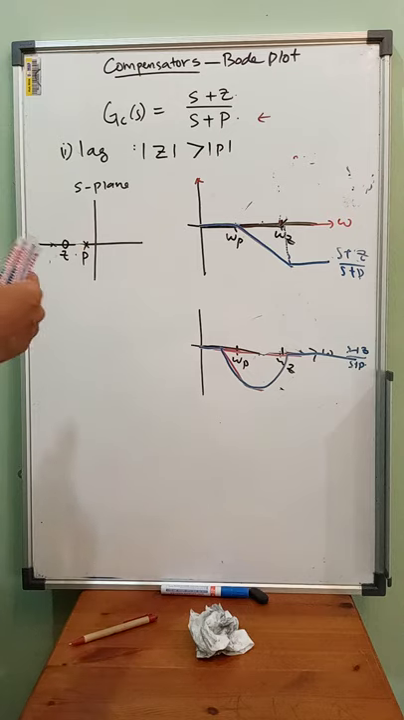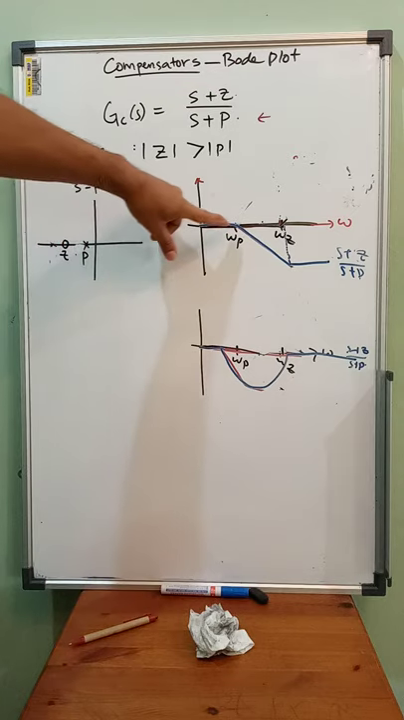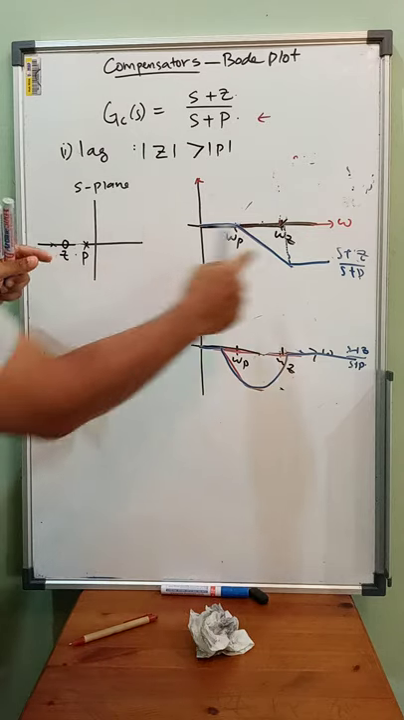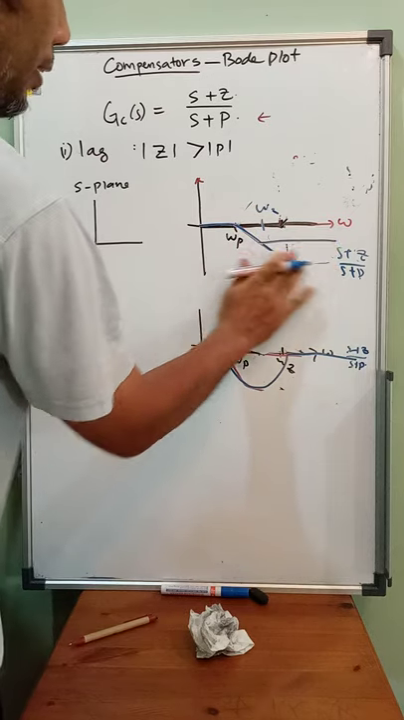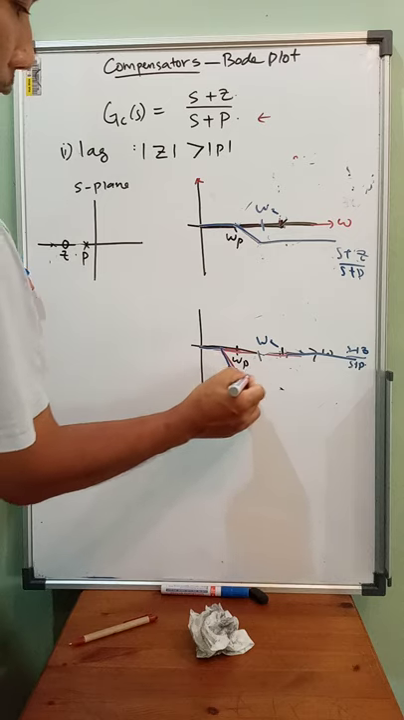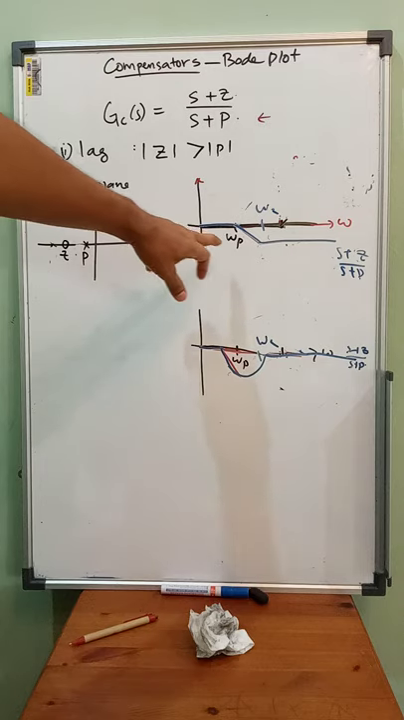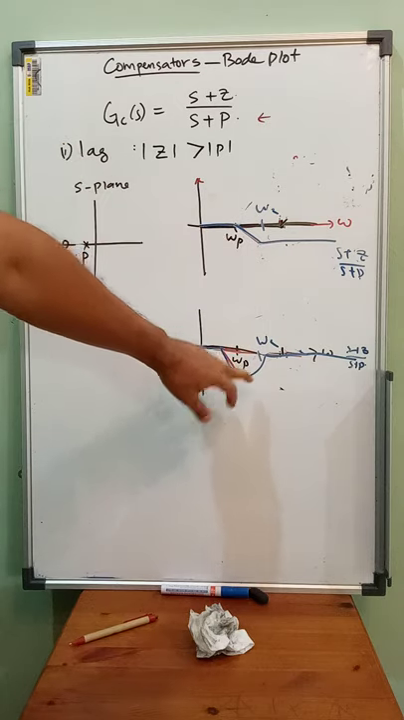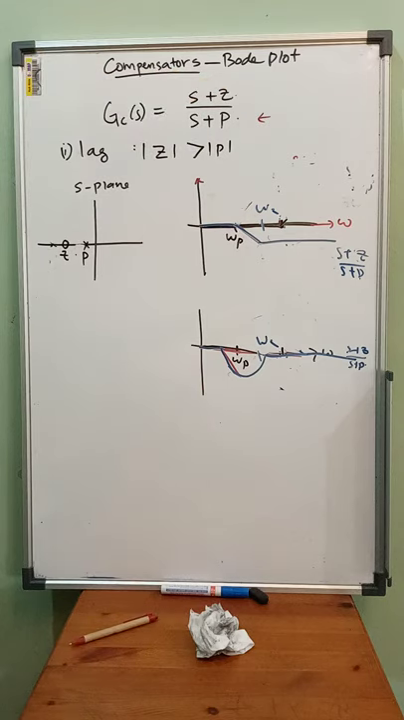And also we can adjust the position of P and zero. If we make them closer, this will become smaller. Let's say Z closer to P, omega Z here. So the graph will be like this and cut here, so smaller. By adjusting the position of Z and P, our gain becomes smaller, our phase also smaller. Okay, that is for lag compensator using Bode plot.